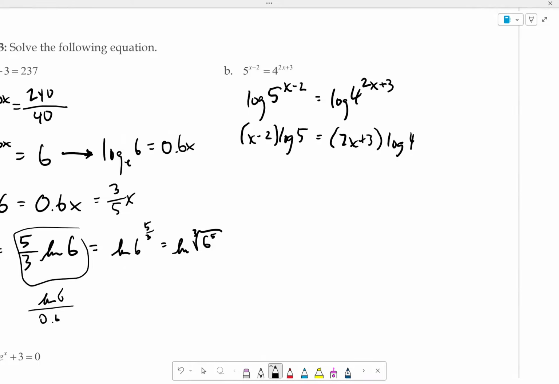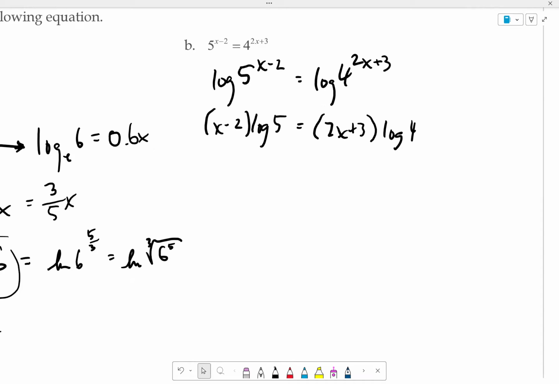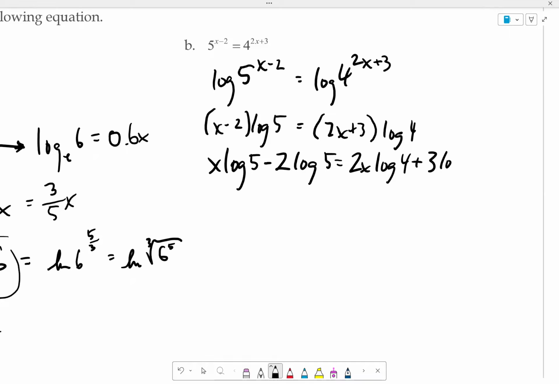Okay. So you got here, I'm sure. But what are you supposed to do now if you want to solve for x? We could divide by log 5. Yeah, I think we're gonna have to get those x's out of the parentheses, and we do that by distributing. Log of 5 and log of 4 are just numbers, so we distribute. x log of 5 minus 2 log of 5 equals 2x log of 4 plus 3 log of 4.